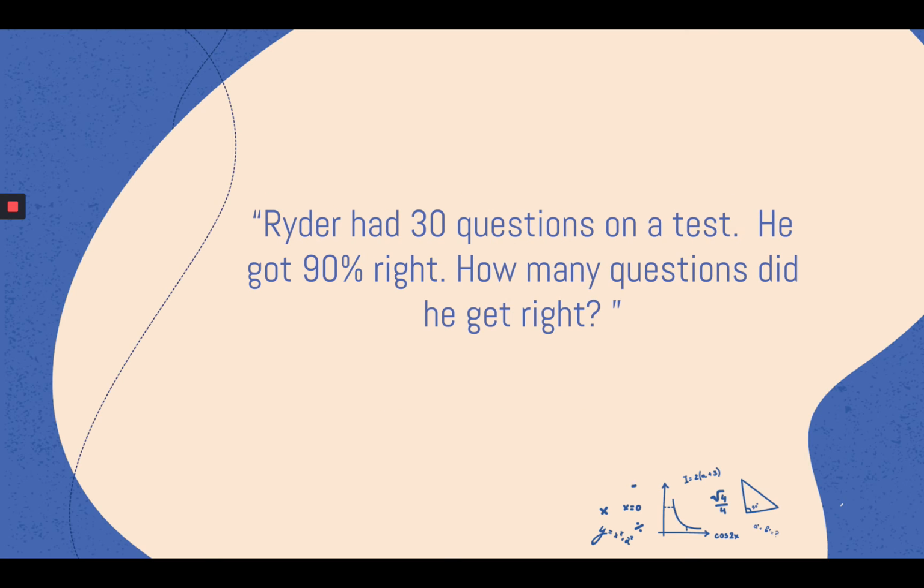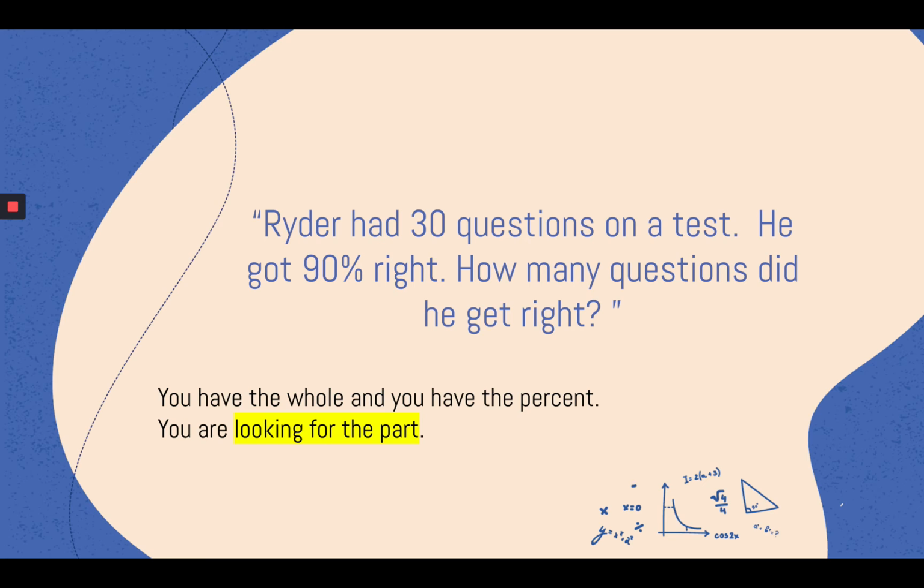And lastly, the third type of question is: Ryder had 30 questions on a test. He got 90% right. How many questions did he get right? So you have the whole, you have the percent, and you're looking for the part.